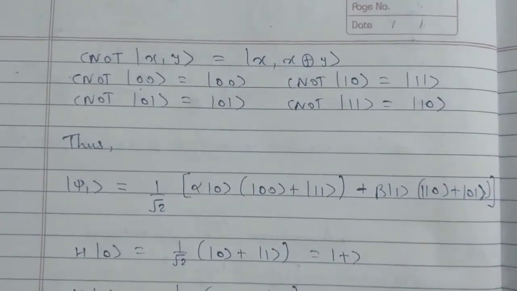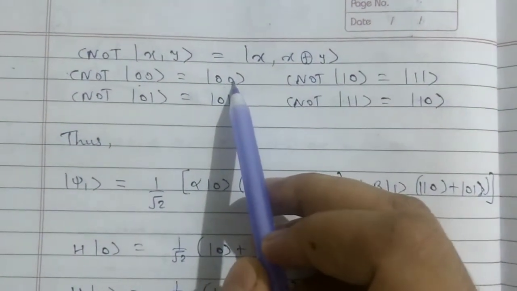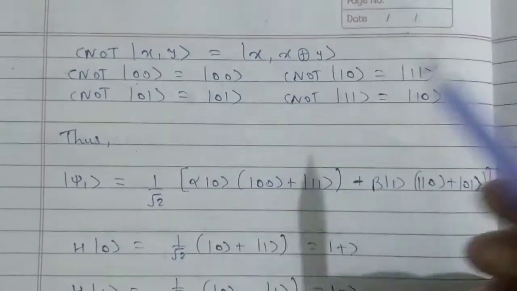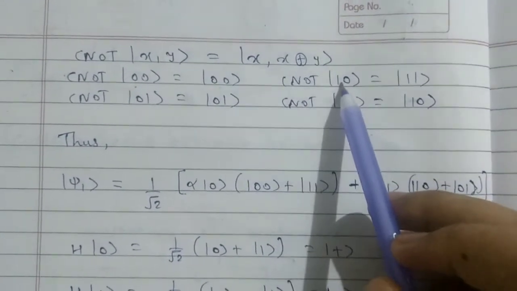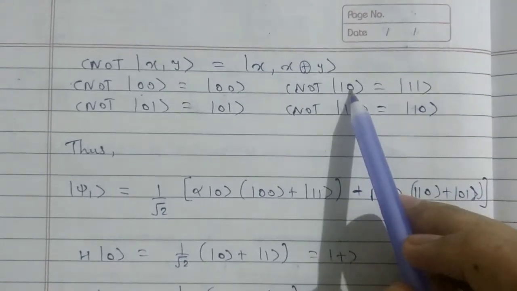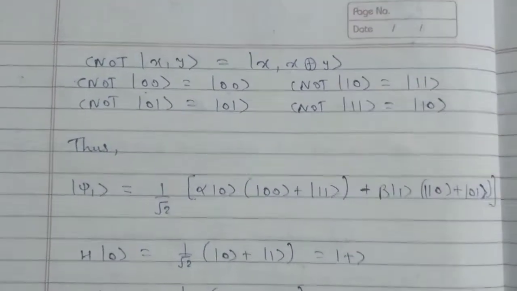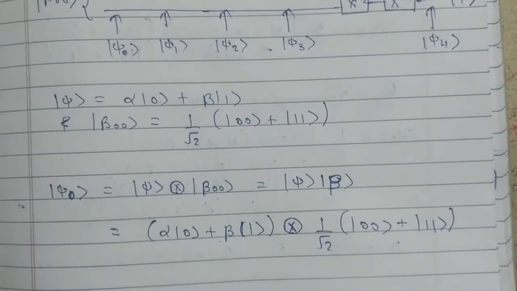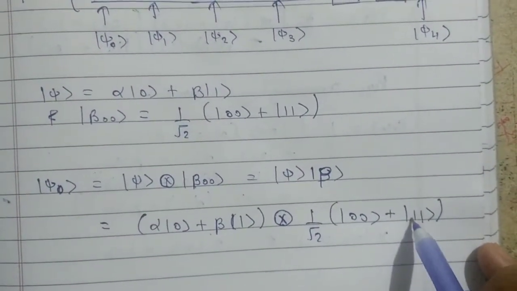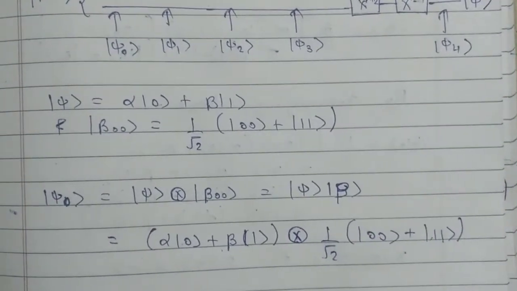So if we apply the CNOT gate on 00, we will get the result 00. If we apply the CNOT gate on 01, we will get the result 01. But if the first qubit is 1, the second qubit will be inverted. So 10 goes to 11 and 11 goes to 10. So this is the first qubit and this is the second qubit.